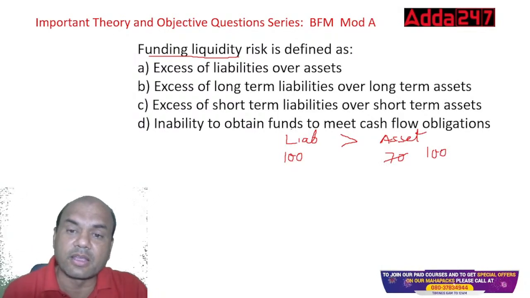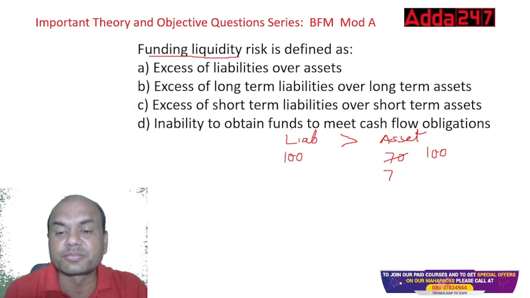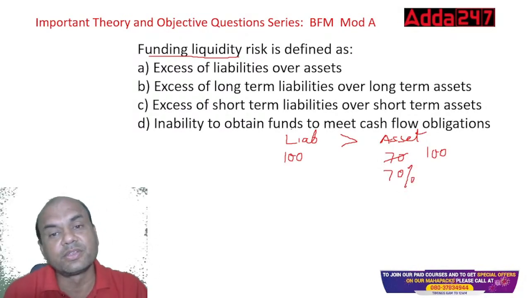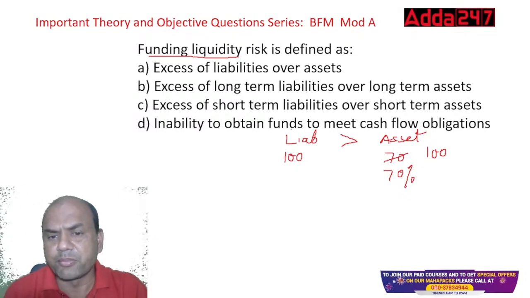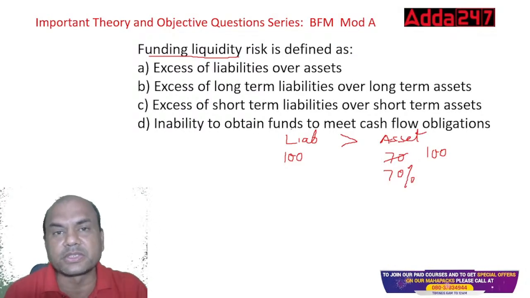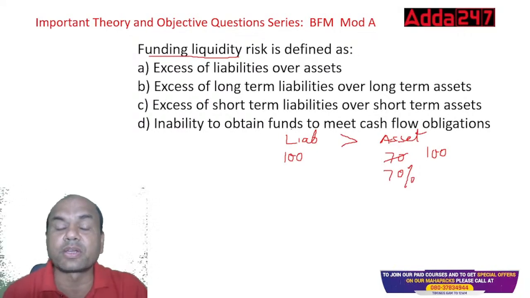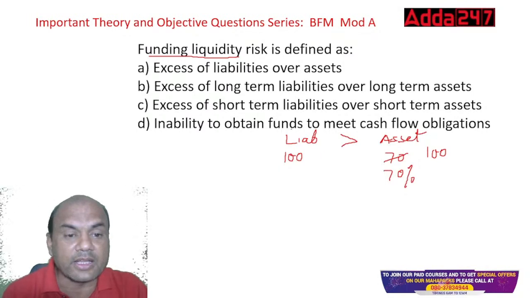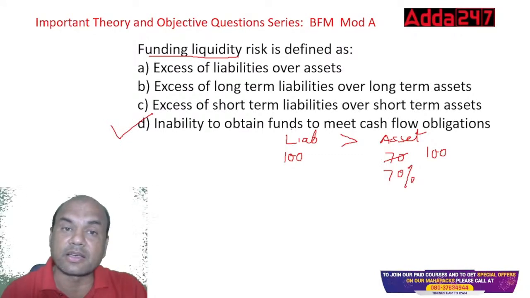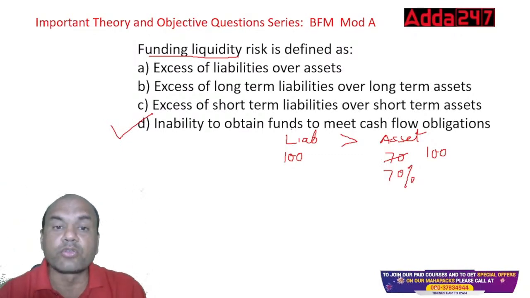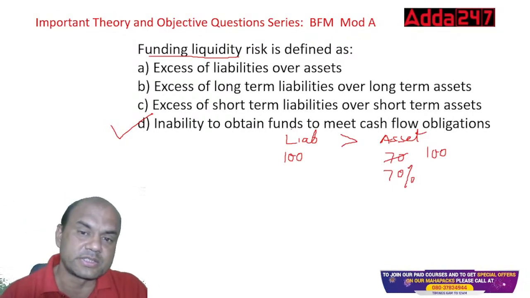RBI has given the term that your liabilities and assets should always be 70%. So this is right. Assets will always be lesser than your liabilities. Always. It means loans will always be lesser than your deposits. Of course, the ratio is matched so that the rate of interest, NII, is not affected much. So the correct answer is: inability to obtain funds to meet the cash flow obligation. That is the correct answer. So funding liquidity risk is defined as inability to obtain funds to meet the cash flow obligations.